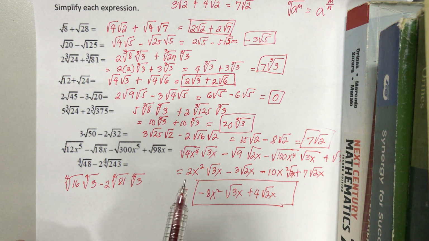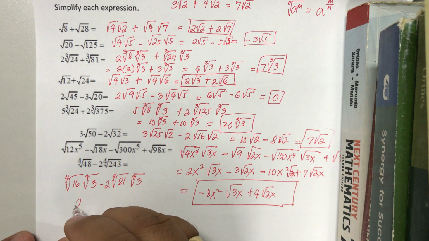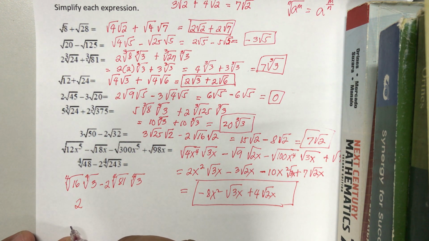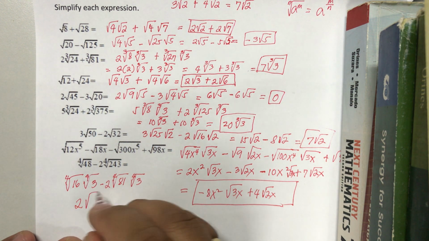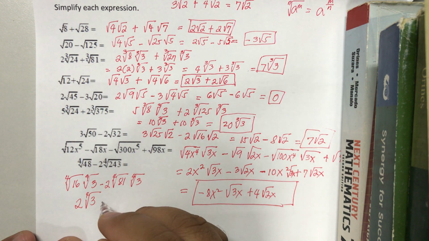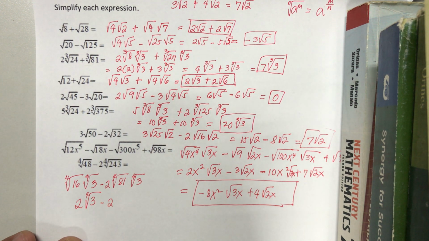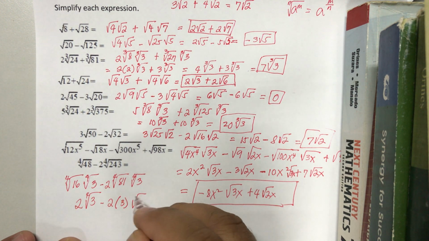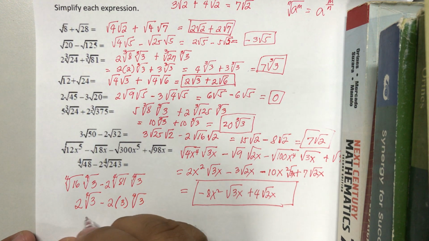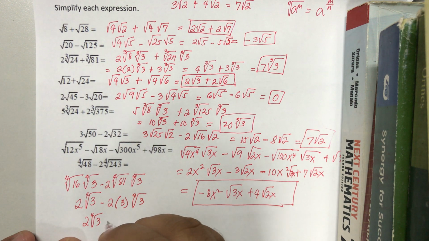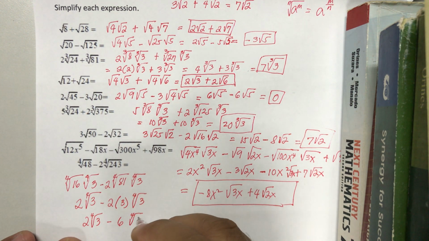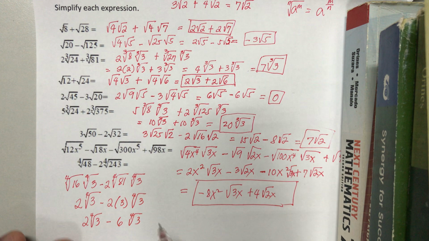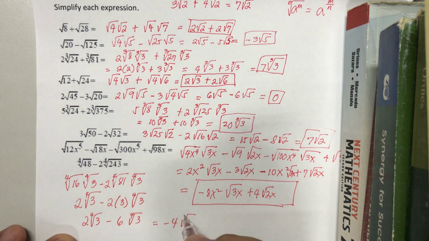So the fourth root of 16 is 2, since 2 to the 4th power is 16. Fourth root of 3. Minus 2. The fourth root of 81 is 3. Minus 2 times 3, fourth root of 3. 2 fourth root of 3 minus 6 fourth root of 3. So you have negative 4 fourth root of 3.